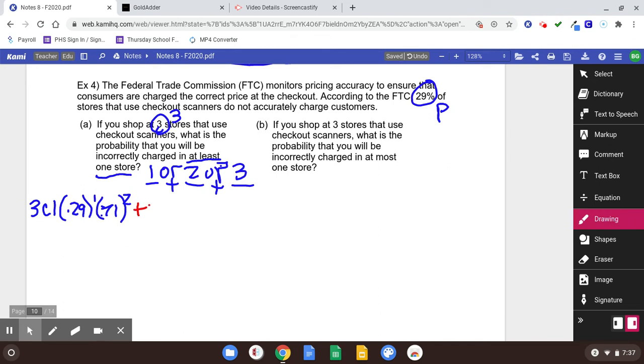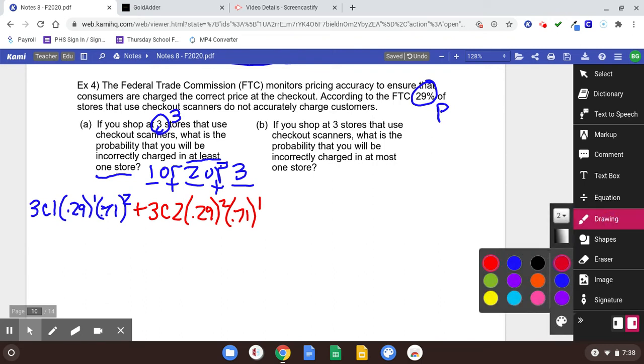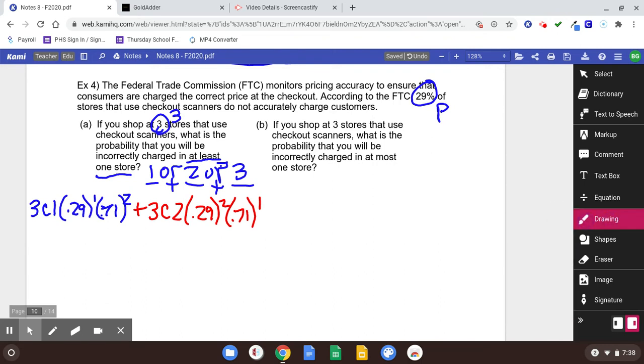Plus, now we'll do 2 successes. 3 choose 2. There'd be 2 successes and 1 failure. Or now we're going to have 3. So 3 choose 3. 3 successes and 0 failures.